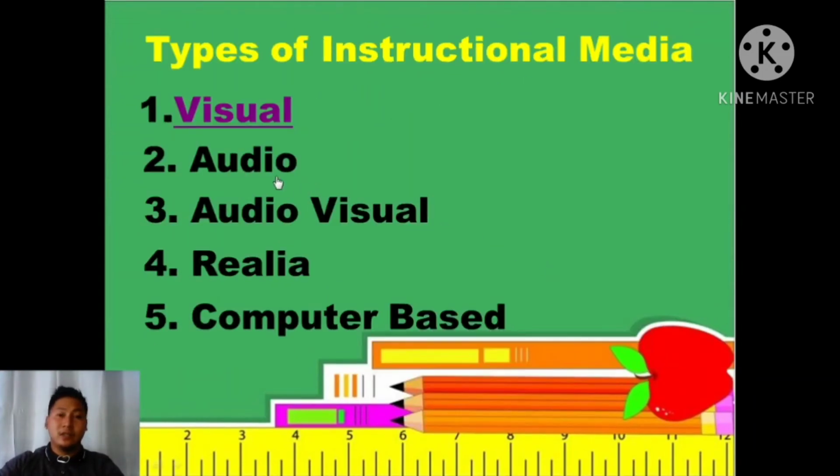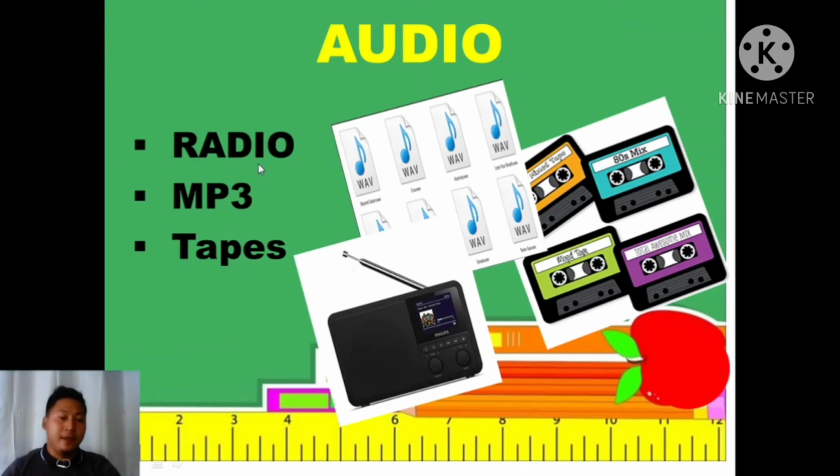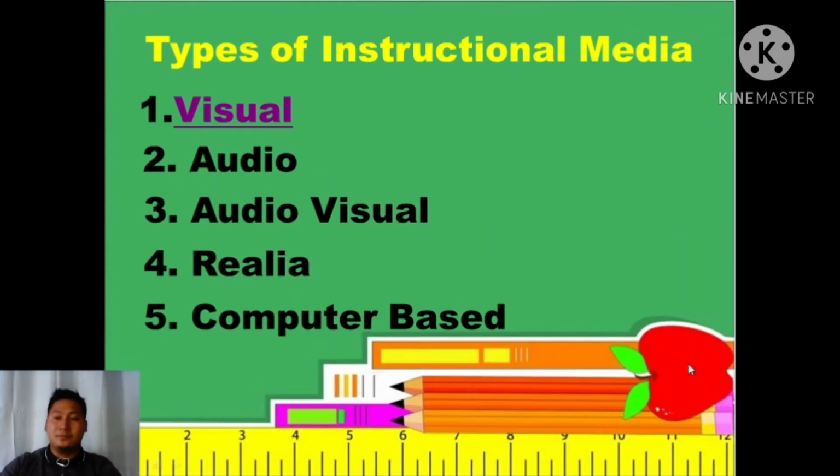The second type of instructional media is the audio. Audio media is a medium that is narrated or recorded with the use of audio equipment. It is non-projected and enhances the effectiveness of a presentation. Audio format is a medium for storing sound and music. It refers to physical recording media used to store data. Examples of these are the radio, MP3, and tapes.